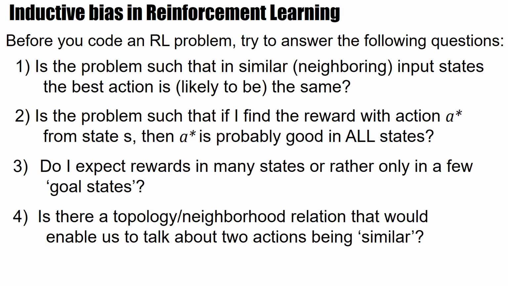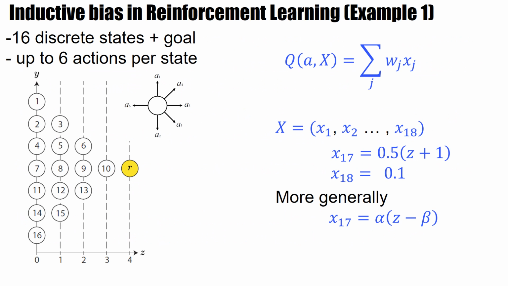Finally, is there a topology, which means a neighborhood relation between actions that would allow us to talk about two actions as being similar? Now, these are difficult questions, but let's analyze these questions by way of an example.